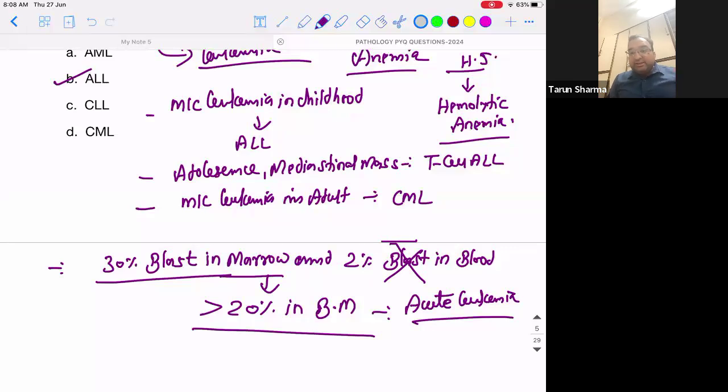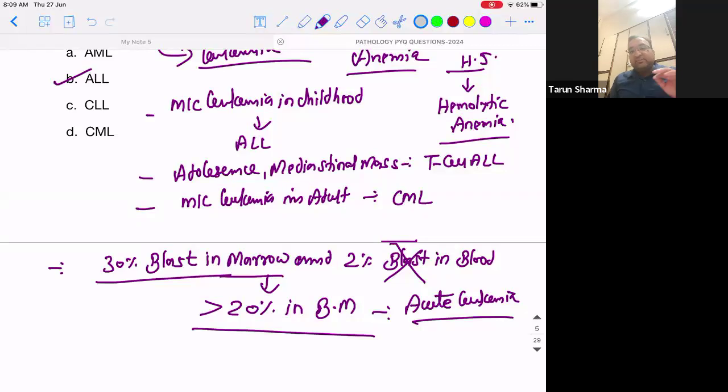If peripheral blood is having more than 20% blast, then what would be happening? Again, the answer is acute leukemia. Why? Because the peripheral blood is getting blasts from the bone marrow only. If the peripheral blood is having more than 20% blast, then there is no possibility that the bone marrow will be having less than 20% blast. Because the factory of the blast is what? The bone marrow itself. So whenever the peripheral blood is having more than 20% blast, even if they are not giving you the bone marrow blast, don't get confused, because bone marrow will be having more than 20% blast.